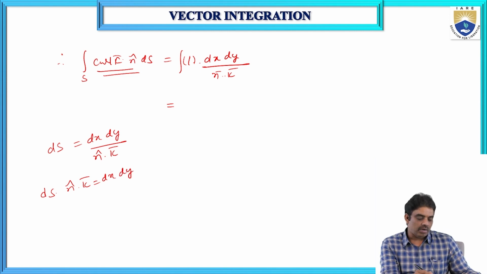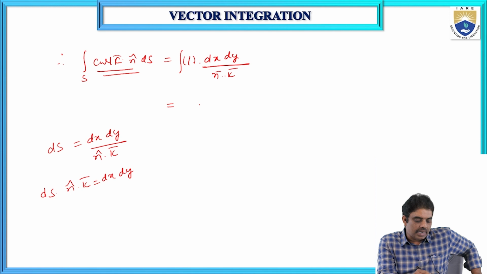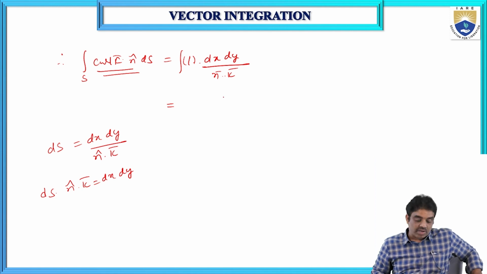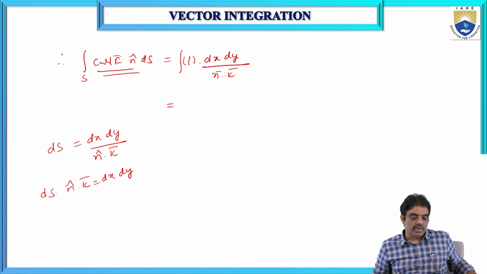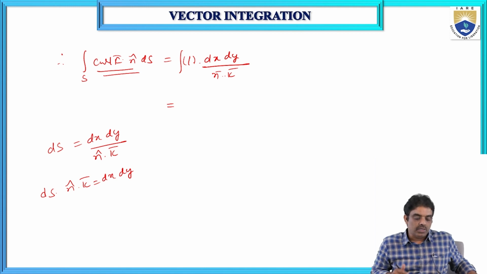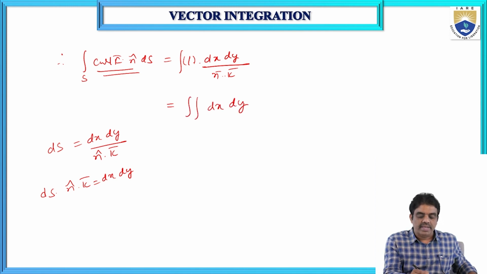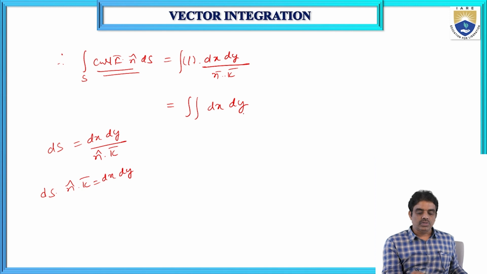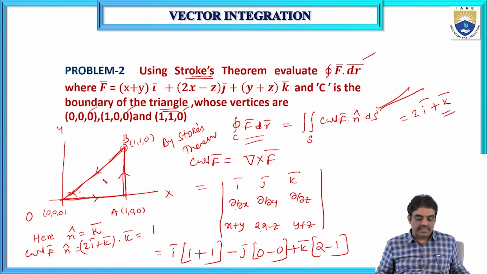So what is the value of n bar dot K bar? Curl F bar dot n cap, we have already calculated, is equal to 1, and n bar dot K bar is also 1. So this is the double integral of dx into dy. So dx into dy means what? This is the area of this triangle.